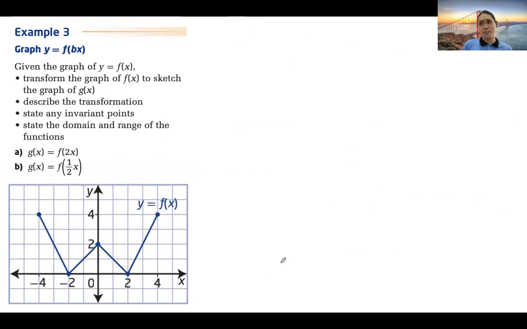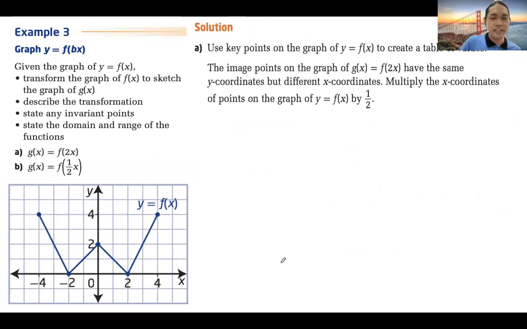Or we're not yet done. We're still going to talk about the horizontal stretch. Oh my goodness. Okay, never mind about it.